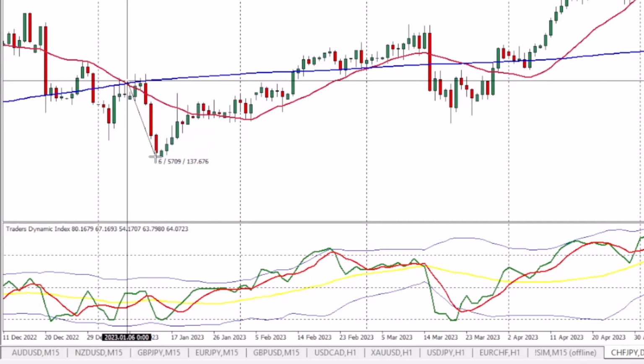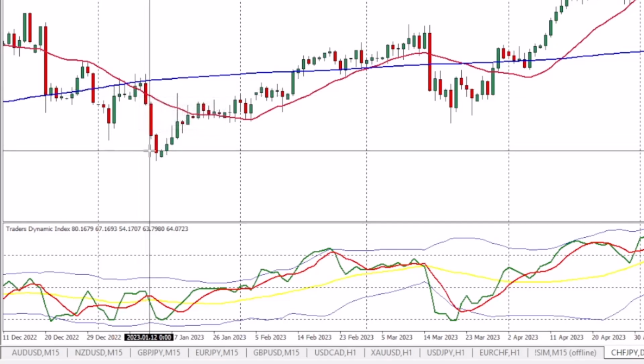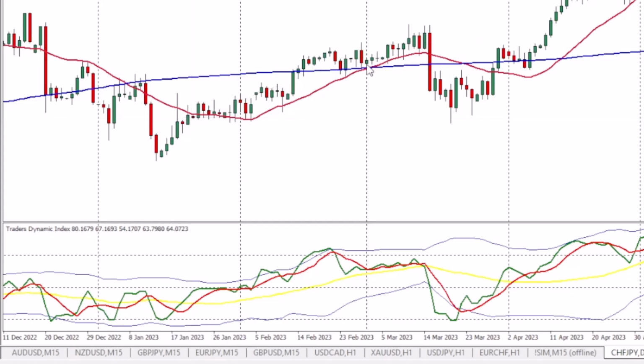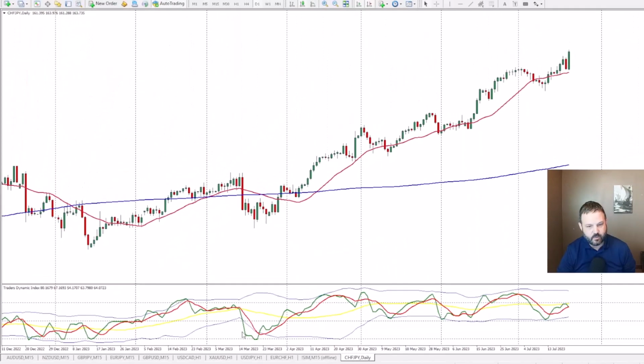So nothing is totally perfect. We got to remember we're trying to play the edges. Nothing works 100% of the time. So here's one, didn't work. But then we go back and we get the next one, and then this one had a very nice move of 600 pips, okay?